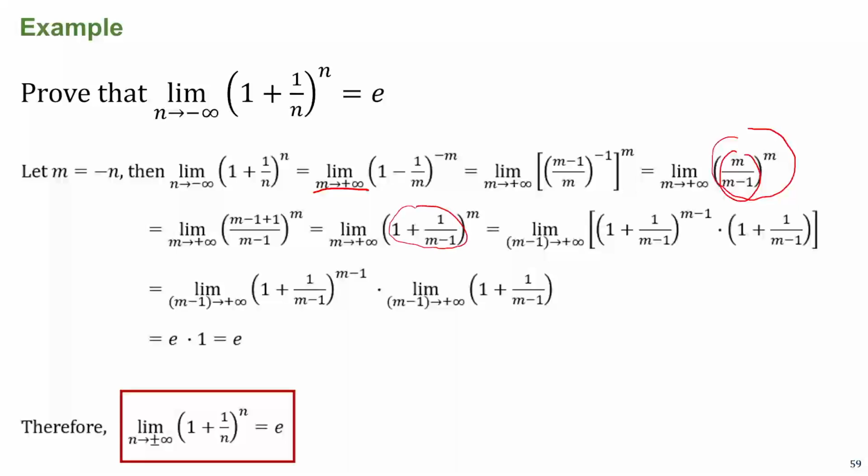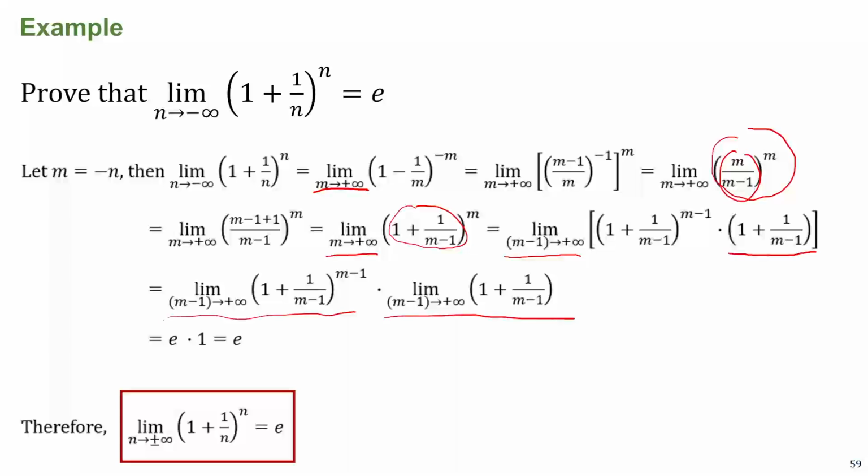And this equals the limit as m minus 1 approaches positive infinity, because m minus 1 approaches positive infinity is equivalent to m approaches positive infinity, right? And the expression can be expressed as 1 plus 1 over m minus 1 to the power of m minus 1, multiplied by another 1 plus 1 over m minus 1. So we already know the limit of the product of two functions equals the limit of the first function times the limit of the second function.